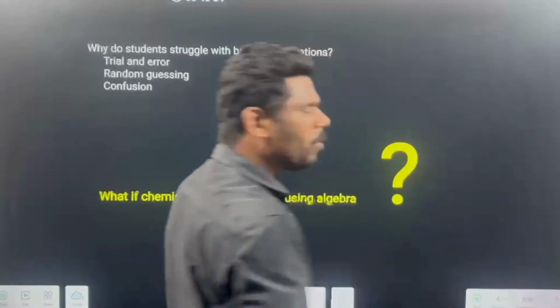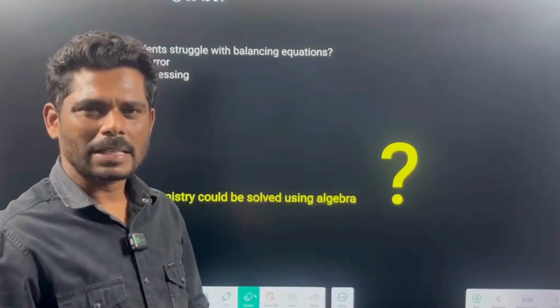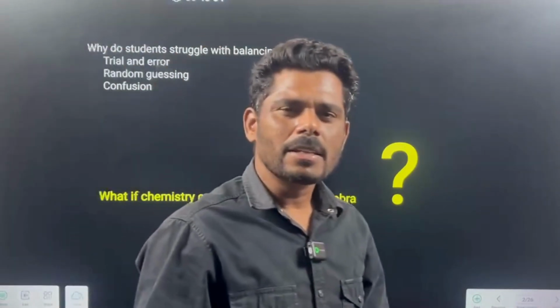Are you still balancing the equations using the trial and error method? Then your time will be wasted and you will be confused. Why? Because balancing chemical equations by trial and error involves random guessing. But random guessing may not give you a balanced equation in a short while.